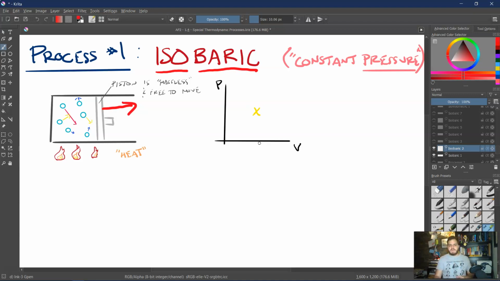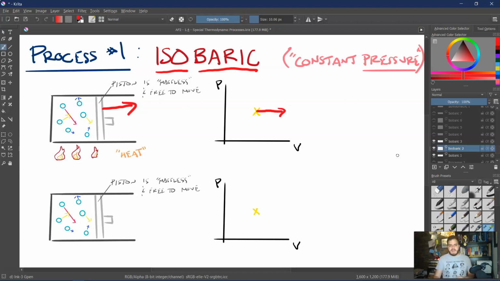So if I have my PV diagram here, I'm going to start here at this pressure. Now I'm going to go this way because the pressure stays constant as it expands. So this is what we call an isobaric expansion. I heat it up and the gas naturally expands, and it basically pushes the piston to keep those pressures balanced, to keep the pressure the same.